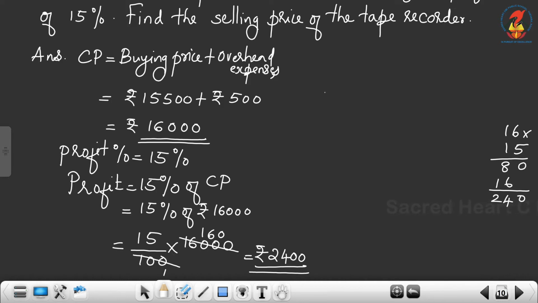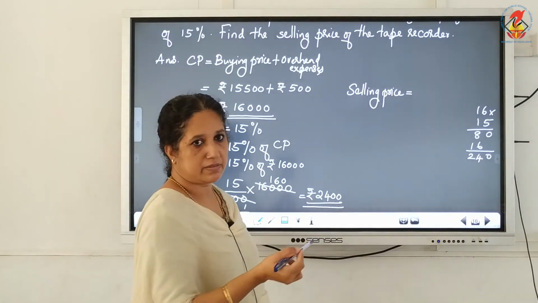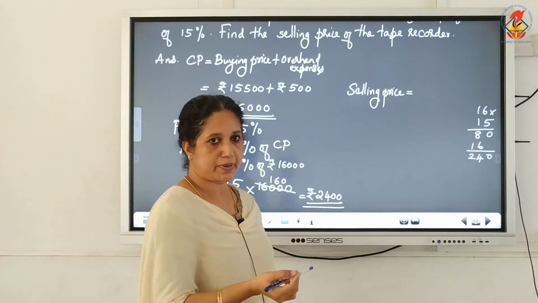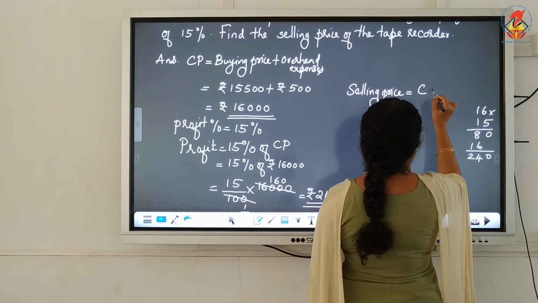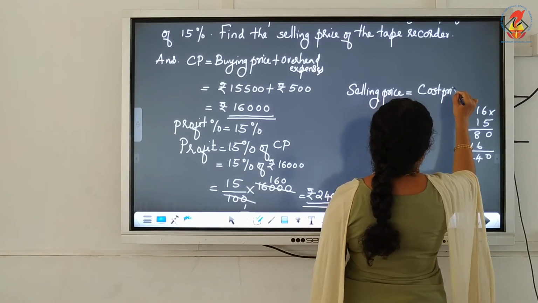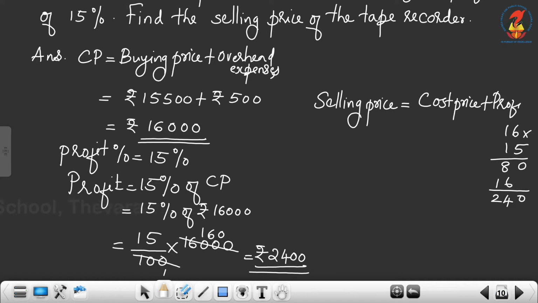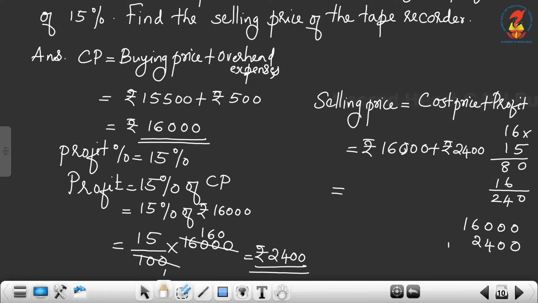Now we can find out the selling price. Here we have the profit, therefore the selling price will be greater than the cost price. So selling price is equal to cost price plus profit. Which is equal to, the cost price is rupees 16,000 plus rupees 2,400. So 16,000 plus 2,400.